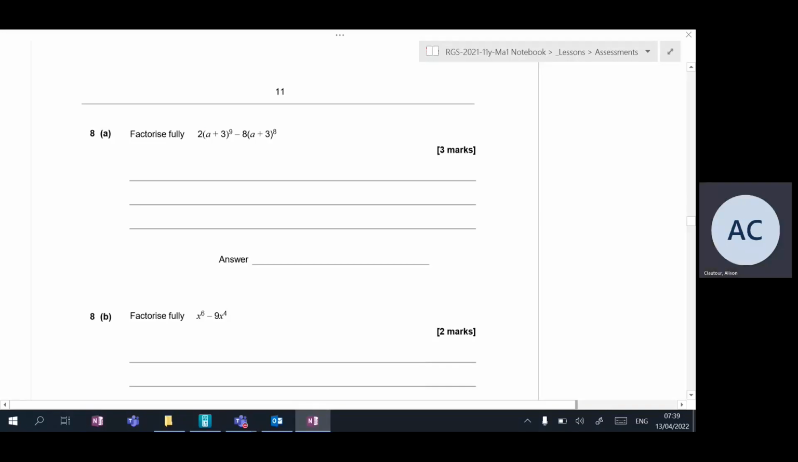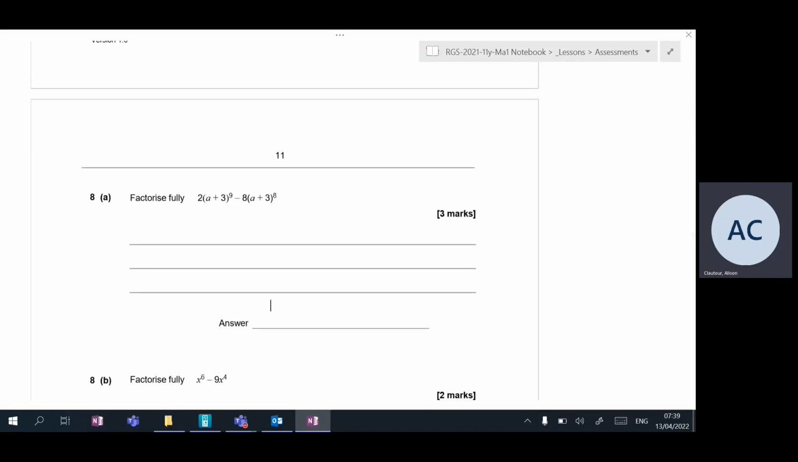Right, so for question 8, I'm asking you to factorise fully this expression. So we need to think about what there is in both terms. So I can see that if I look at the numbers, I can take a factor of 2 out. If I then look at the brackets, I can also take out a plus 3 to the power of 8.